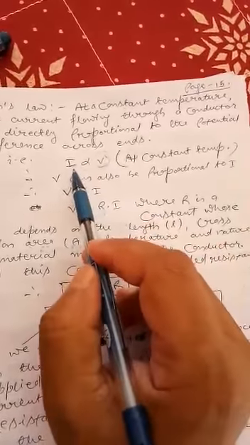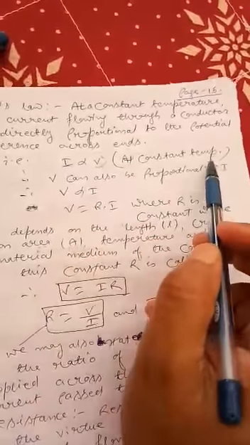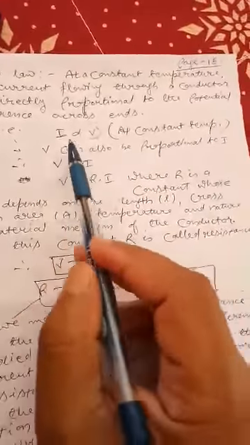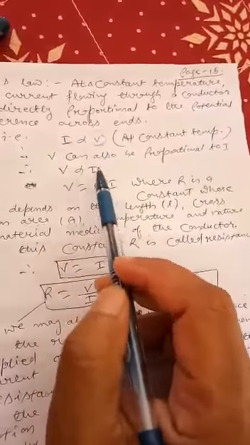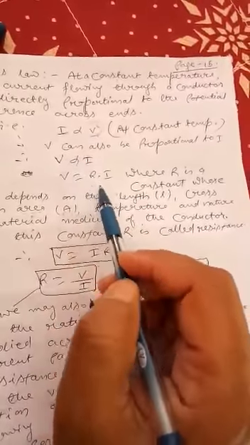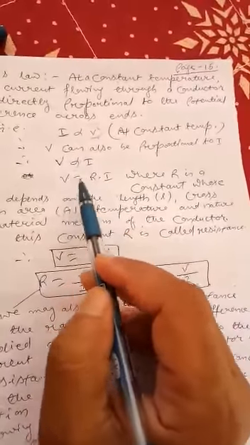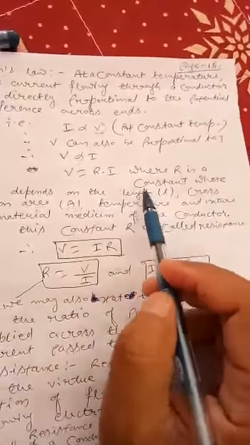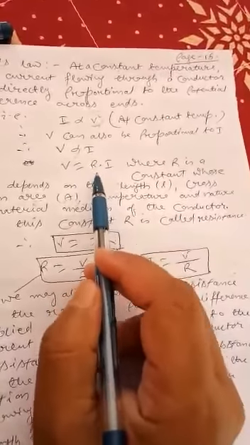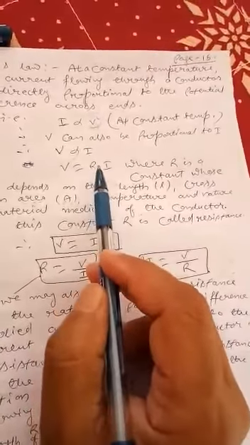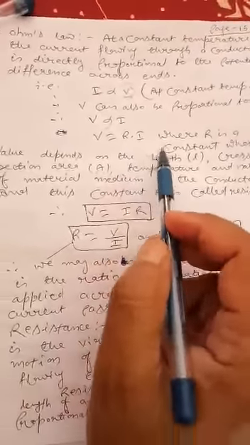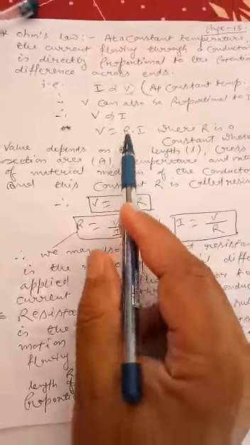So we can say I is proportional to V at a constant temperature. That is why if I is proportional to V, then V is proportional to I. Now this symbol of proportionality is removed by a constant R. Therefore V is equal to R into I, where R is a constant, and its value depends upon the length of the conductor, cross section area of the conductor, temperature and nature of material of the conductor. This constant R is called resistance.